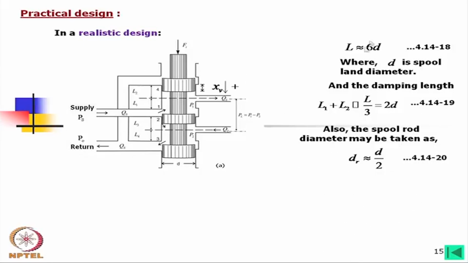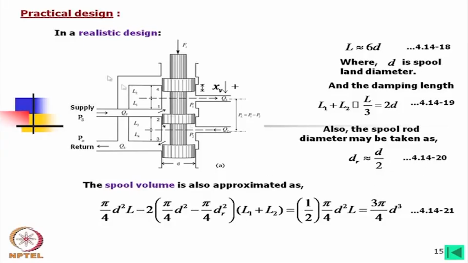L is the total length, do not confuse this L with the first L we considered. There we considered L for the damping length, and in this case L is the total length of the spool. But the important part is that L1 plus L2 is approximately L by 3, which is equal to 2D, or in other words we may consider L1 plus L2 is equal to 2D. Also, the spool rod diameter may be taken as half of the land diameter. In practice, it is taken like this.